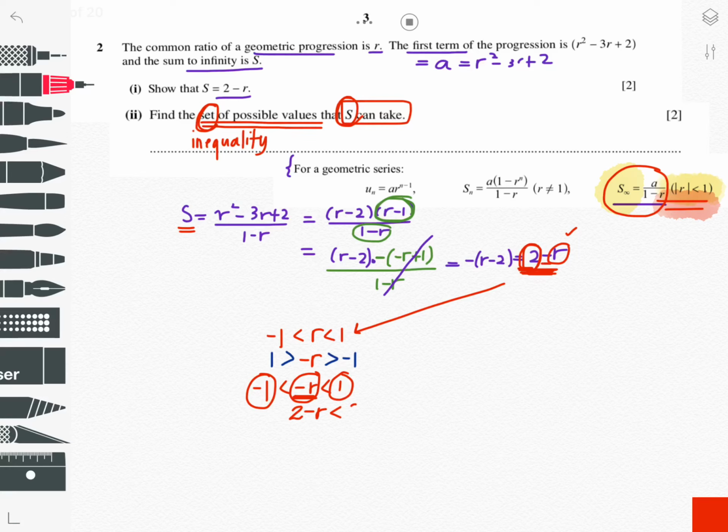Okay, let's see what happened. You see, looks like this one can be solved. And what is this? This is exactly my S. I just proved that my S is that. So S is between 1 and 3.